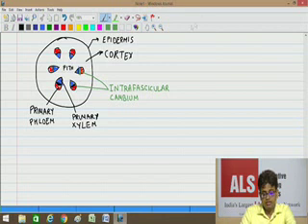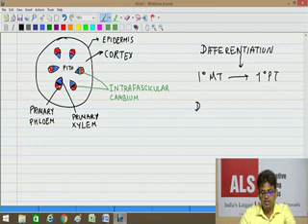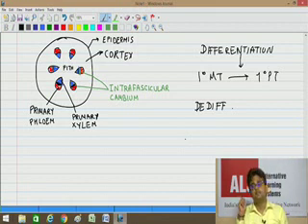Okay. So there are three processes. I'll remind you, there are three processes. First is differentiation. Differentiation means a meristematic cell, a primary meristematic tissue converting into primary permanent tissue. Do not write this. This is just for your remembering. This is differentiation. Dedifferentiation means a permanent cell converting backwards into a meristematic cell.